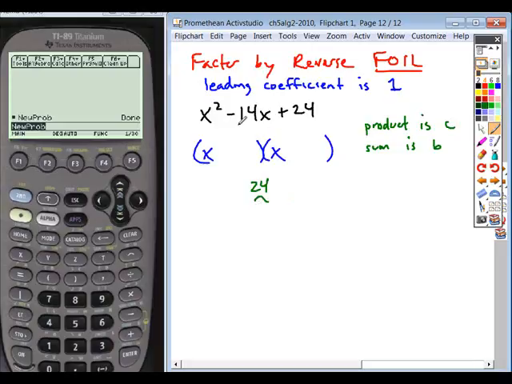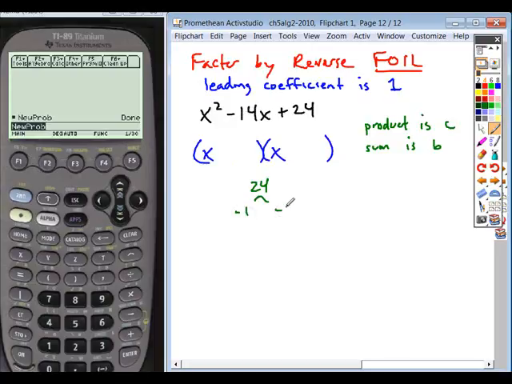So in looking at this, since the product is positive, okay, a plus 24, and the sum is negative, anytime the product's positive, we know the signs have to be the same. They're either both positives or both negatives. Well, since the total sum of these terms here, the outer plus inner sum, has to be a negative, we know that these are both going to be negative numbers.